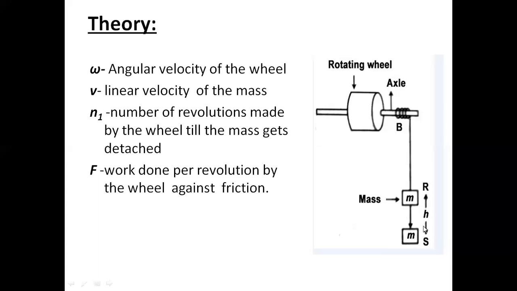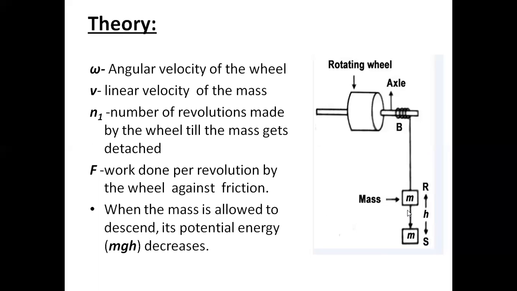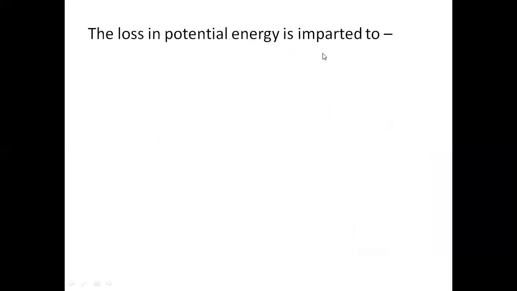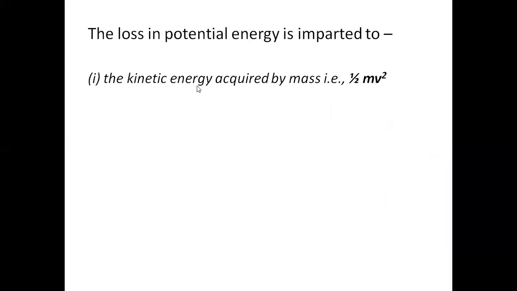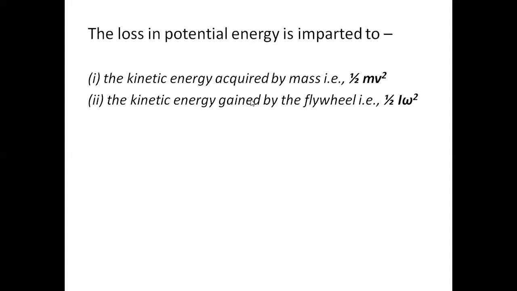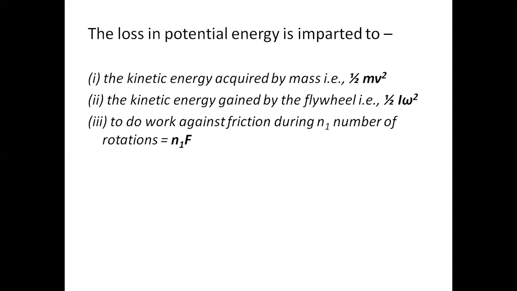When the mass is at a certain height h, it will have a potential energy. Let mgh be the potential energy of the mass at a height h. As the mass descends, its potential energy decreases. That decrease in potential energy is imparted to the kinetic energy acquired by the mass as it descends, which is equal to half mv square, and the kinetic energy gained by the flywheel as it rotates with an angular velocity omega, which is equal to half I omega square, and also to do work against friction during n1 number of rotations, which is equal to n1 into f.